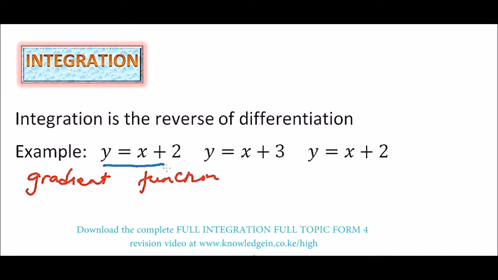So this is the first one, y is equals to x plus 2. Then we have y is equals to x plus 3. And y is equals to x plus 2. So let's have a look at the graphs that can be obtained from these functions, and then you see the kind of graphs they are and how they are related.